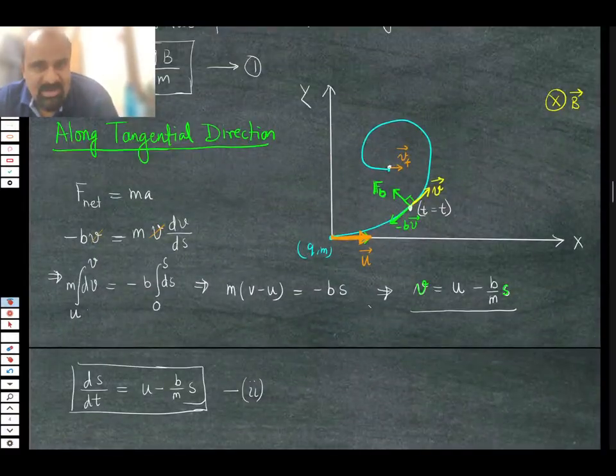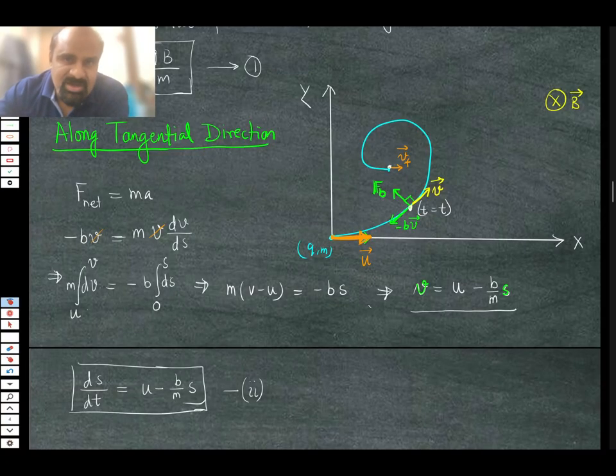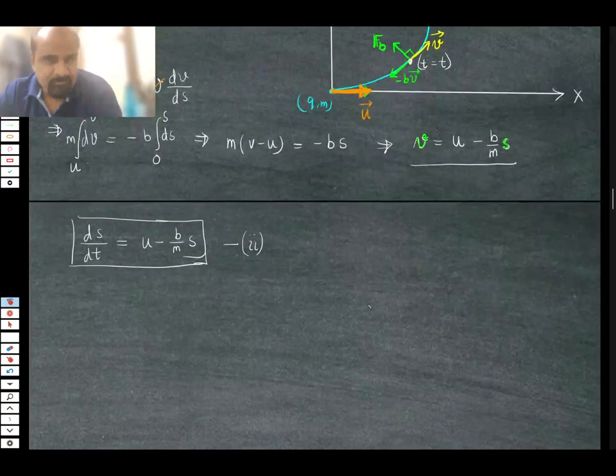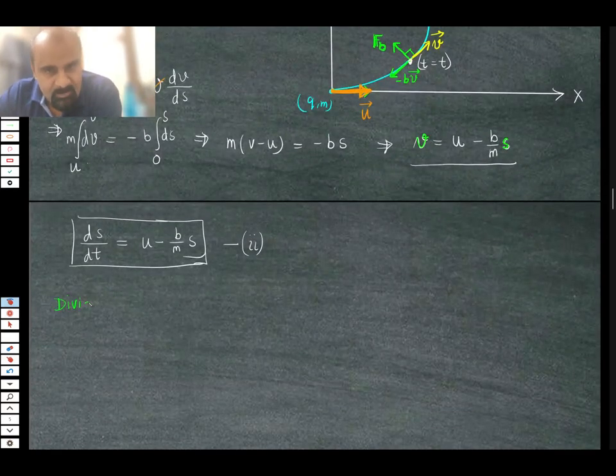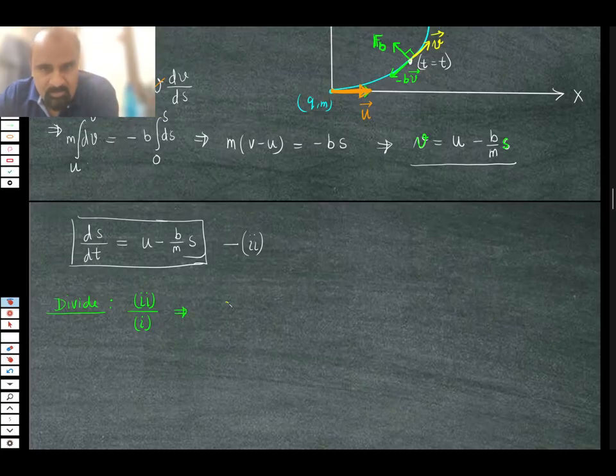So aren't we on the correct path? You see, we have got d theta by dt, we have got ds by dt. If we divide it, you'll get ds by d theta because dt will get cancelled, and then we can integrate, our job will be done. So divide, you can divide 2 by 1 or 1 by 2, doesn't matter. So 2 by 1, so you get ds by d theta on the left side.